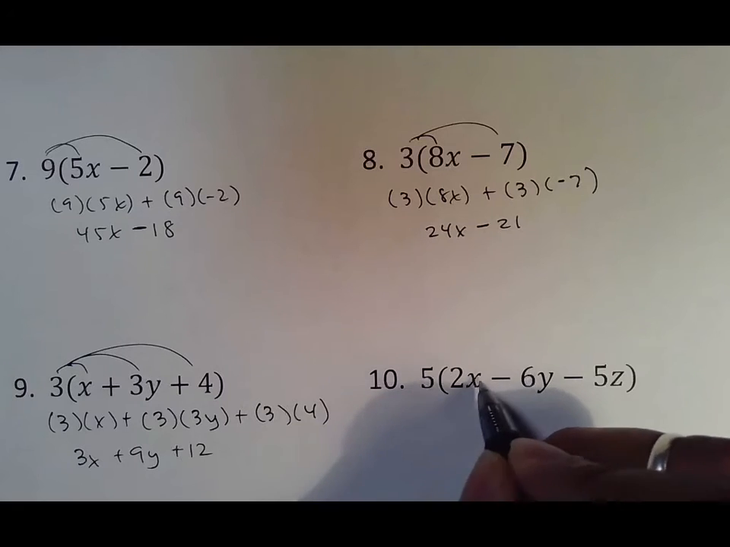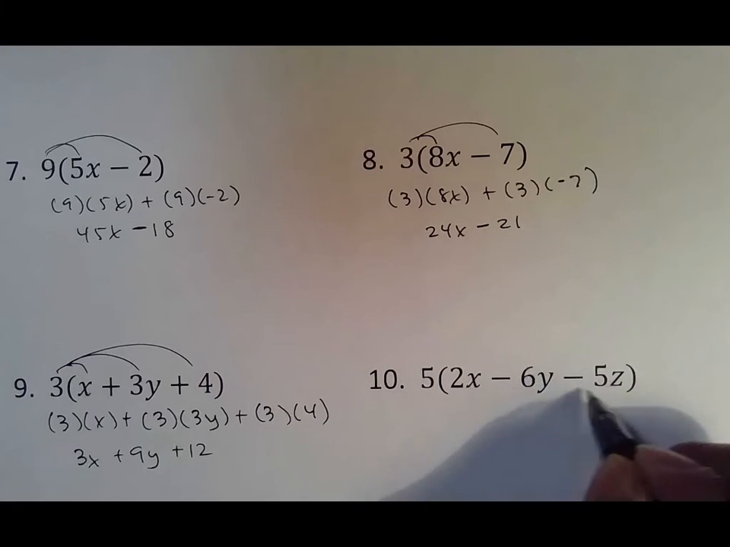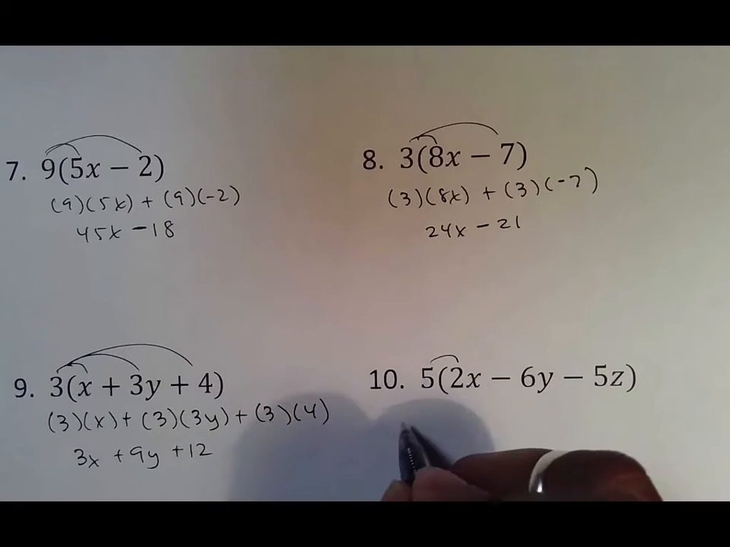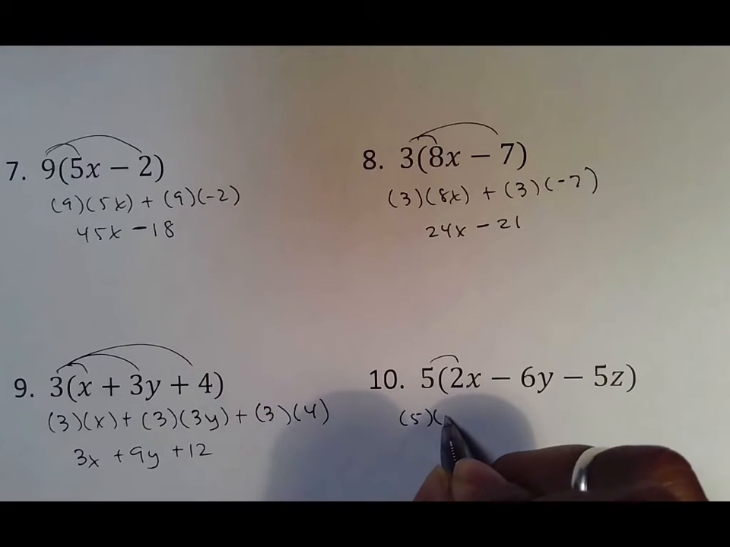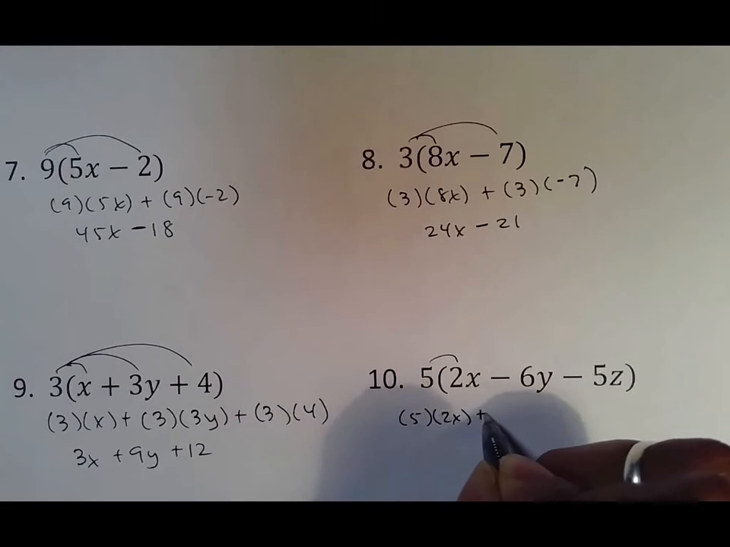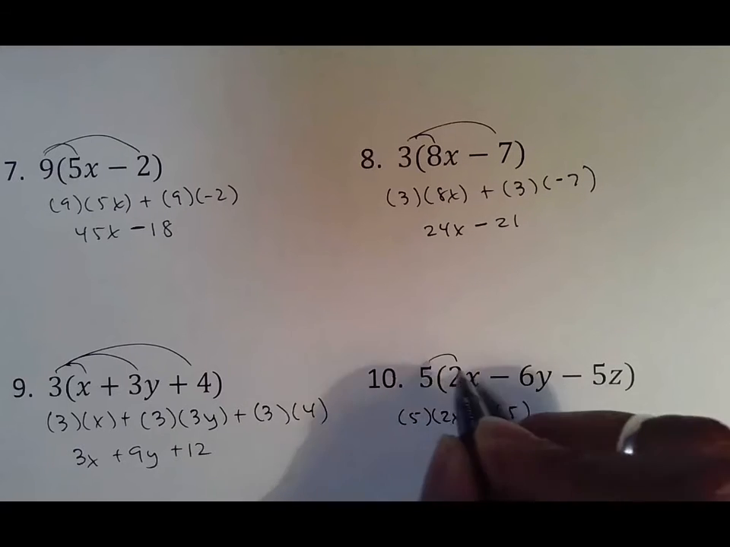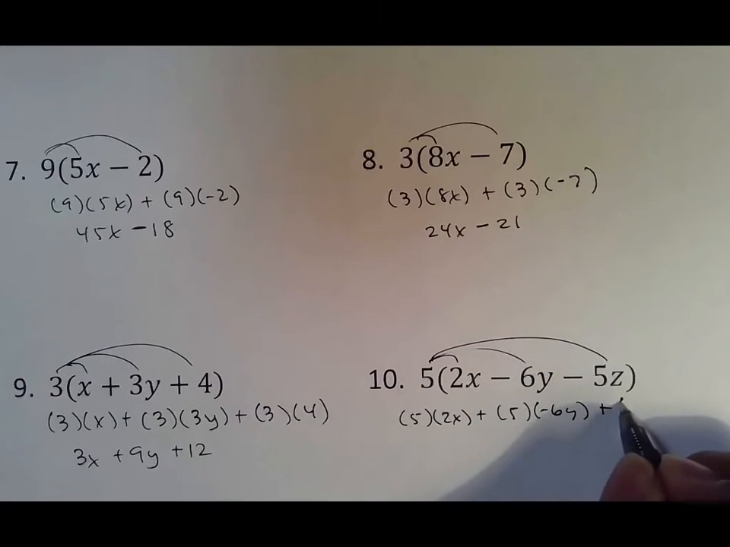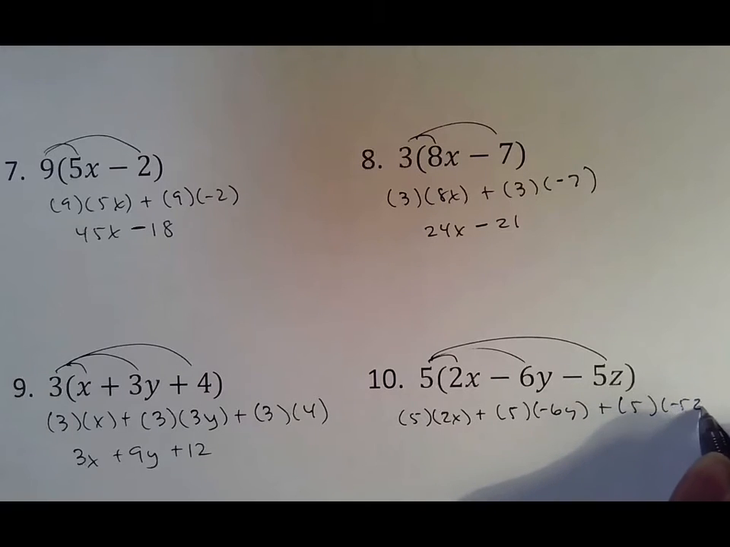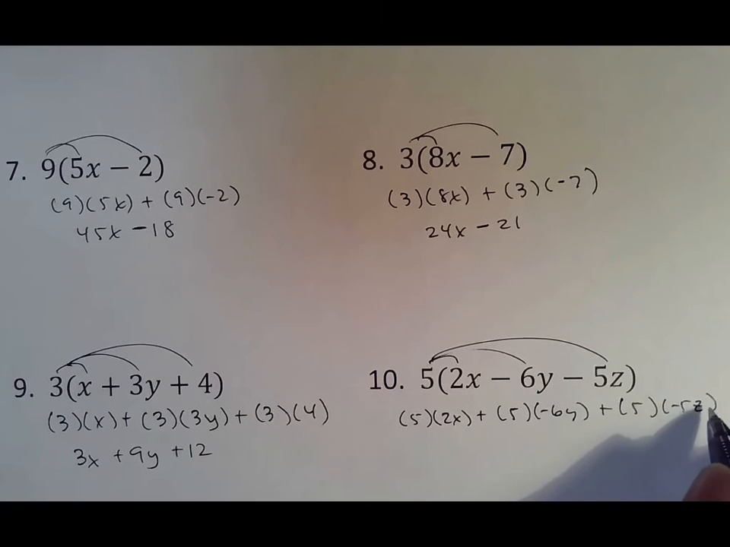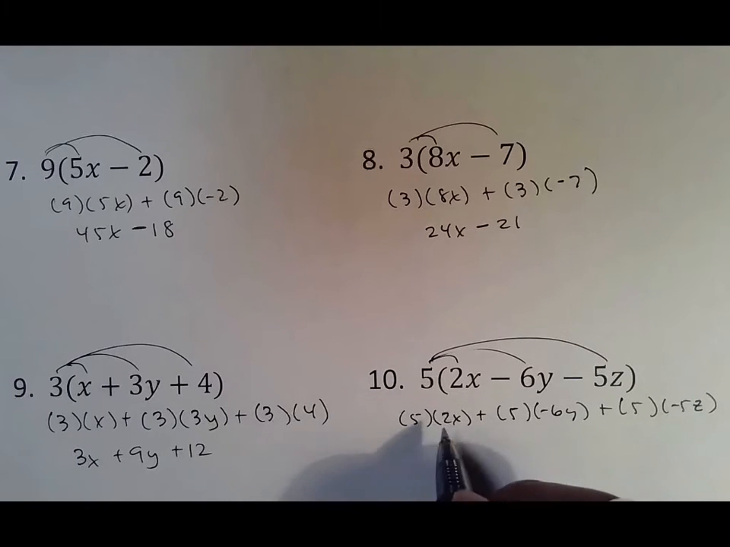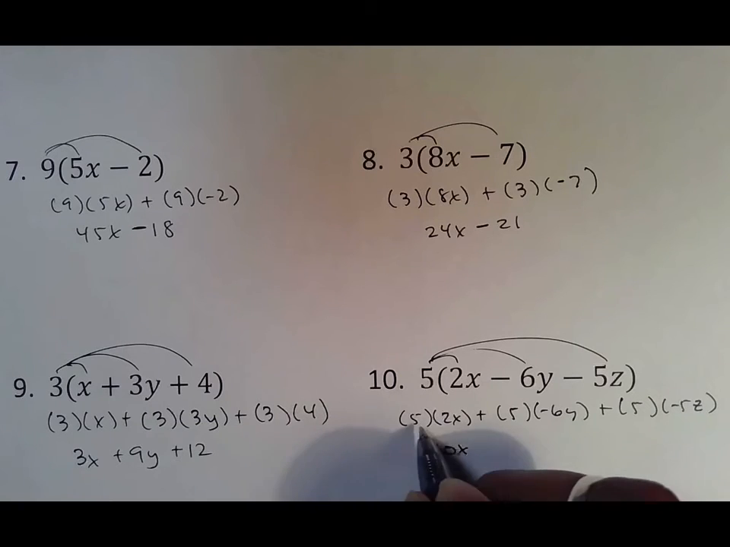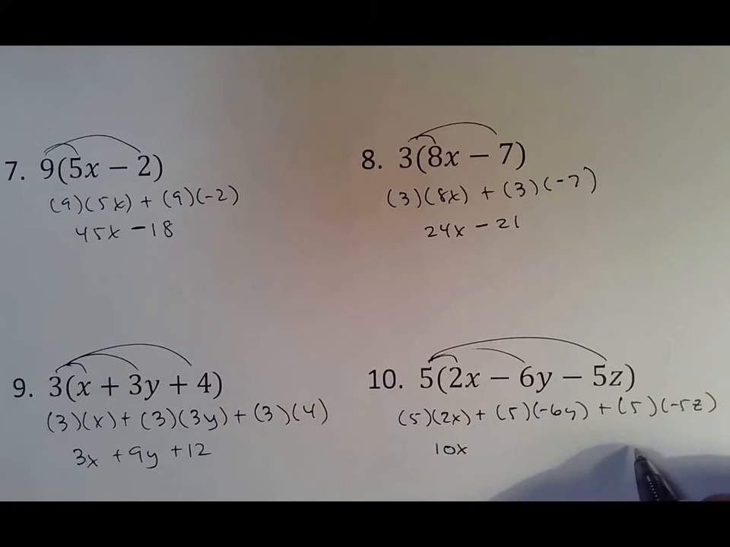Here, 3 terms. Remember the 3 terms are 2x, negative 6y, negative 5z. So 5 times 2x is the first part, so 5 meets 2x, and 5 meets negative 6y, and 5 meets negative 5z. The reason I draw a line through my z is because otherwise it looks like a 2. 5 times 2x, notice how we have a 2 and a z. 5 times 2x is going to be 10x. We multiply the numbers, bring down the variable.